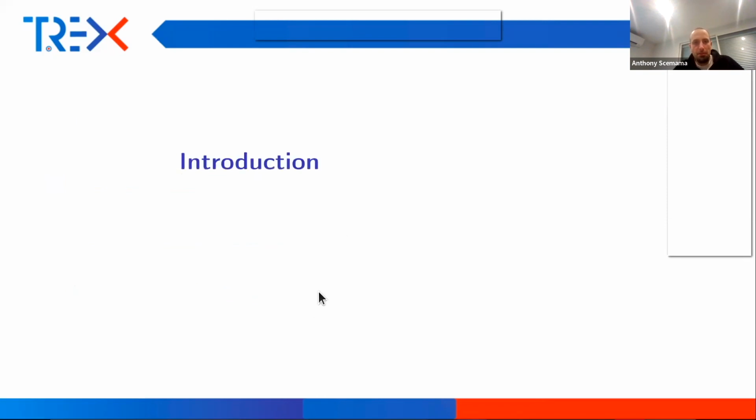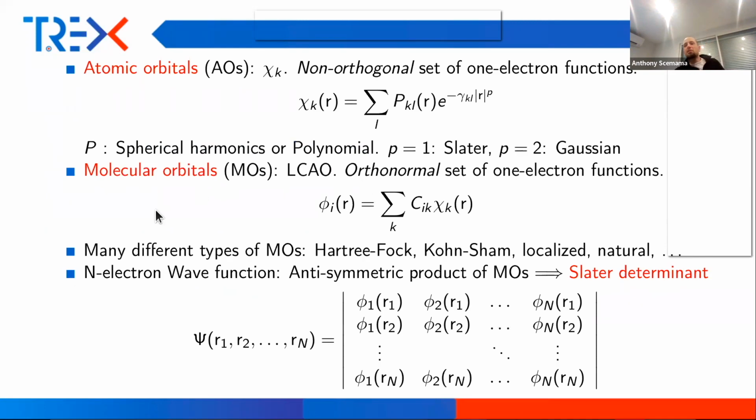Okay, so I will start with the simple things. Just to be sure that we all speak the same language, I will give a few definitions. We will use atomic orbitals. Atomic orbitals are just simple basis functions like this, where P can be equal to 1 for Slater functions or 2 for Gaussians. It's a polynomial multiplied by an exponential, and these functions are usually centered at the same positions as the nuclei. What is important is that it's a non-orthogonal set of one-electron functions.